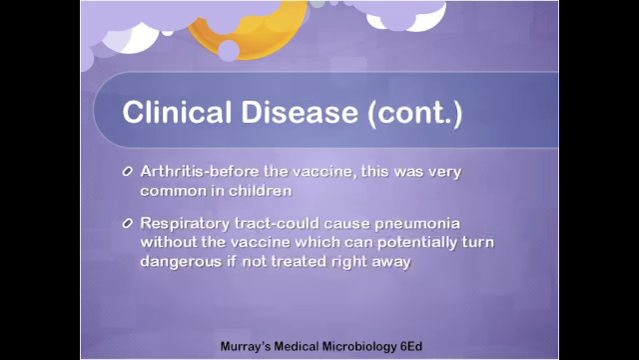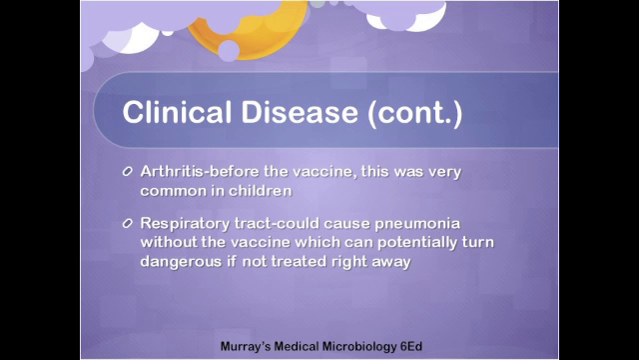Arthritis used to be caused by H. influenzae in children very commonly, before the conjugated vaccine came out. It affects the large joints of the body, including the knees and the elbows. Immunocompromised individuals can still be seen to have arthritis and test positive for H. influenzae bacteria.